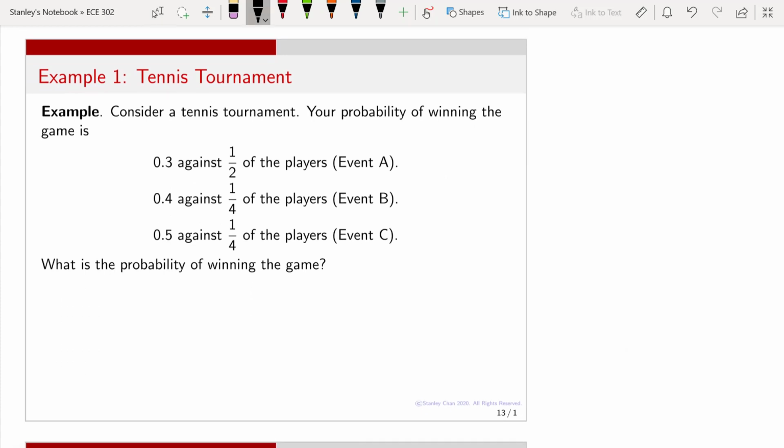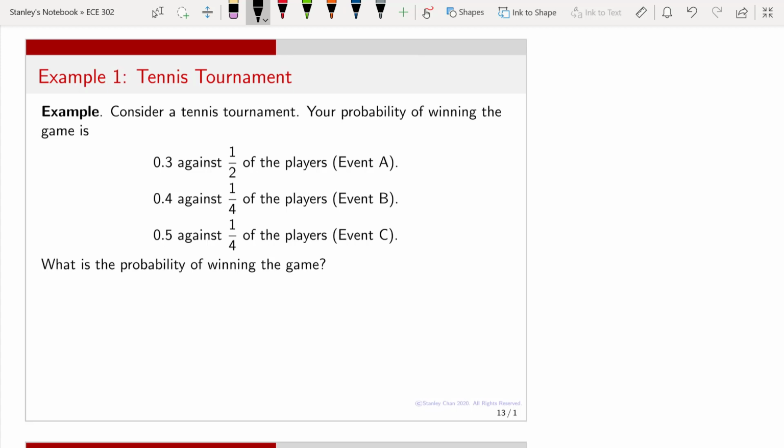So the first example is a very easy example. Suppose that there is a tennis tournament. Your probability of winning the game is 0.3 against half of the players. We call this event A. 0.4 against a quarter of the players, and 0.5 against the other quarter of the players. Okay, so these are events A, B, and C.